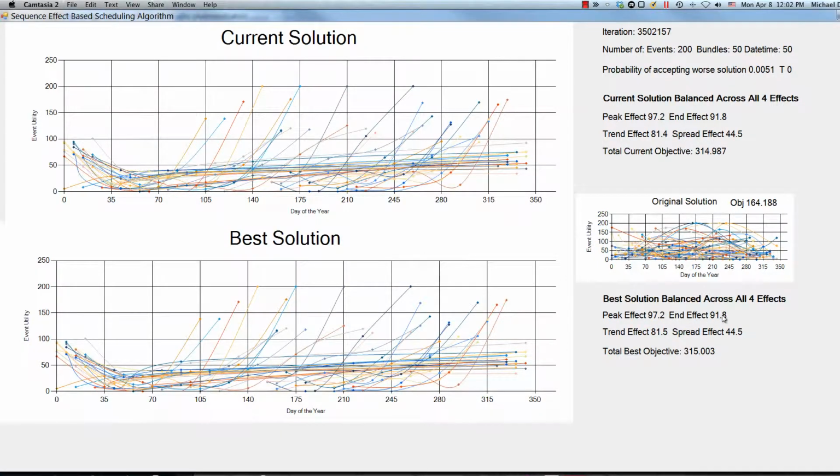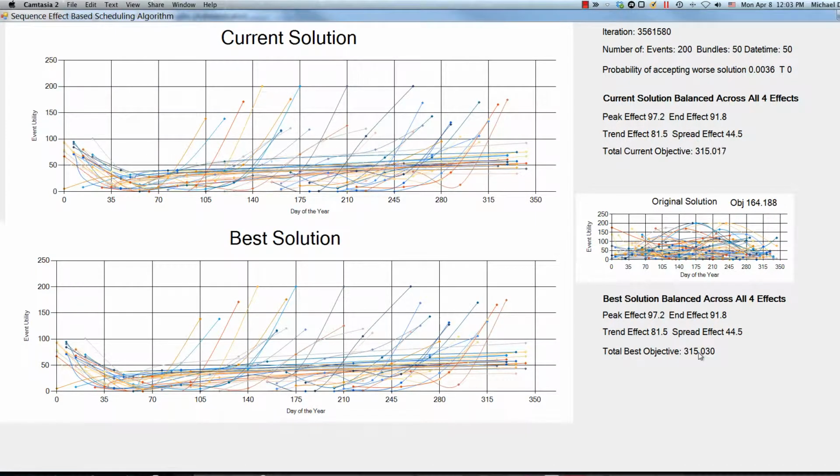I would just put all the peak bundles into the end, and we would maximize these three pretty easily. But if we were to do that, each of these would only have 100, which means the max I could get in the peak is 100, the max I could get in end is 100, and the max I could get in the trend is 100. So the best solution I could get is only 300, and we're at 315 already, and we ended about 316 or something. So that's great.